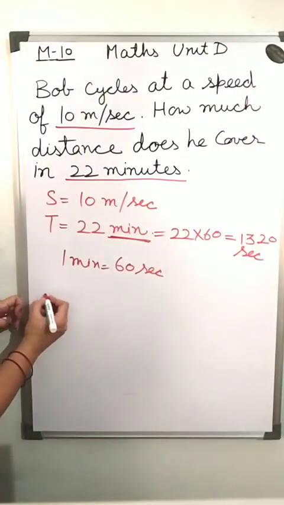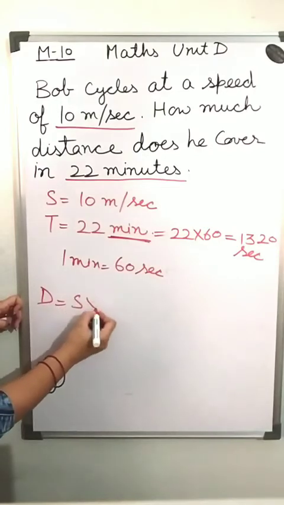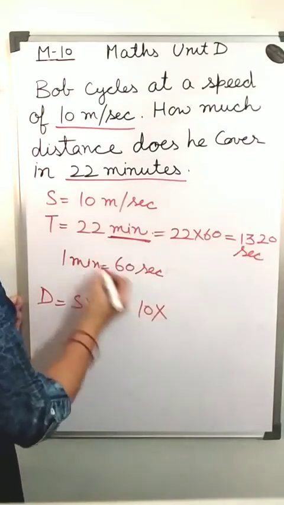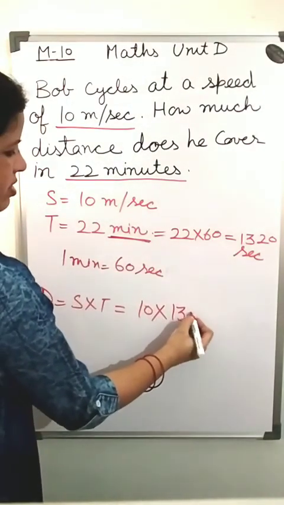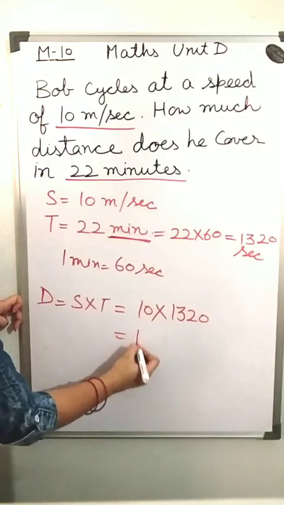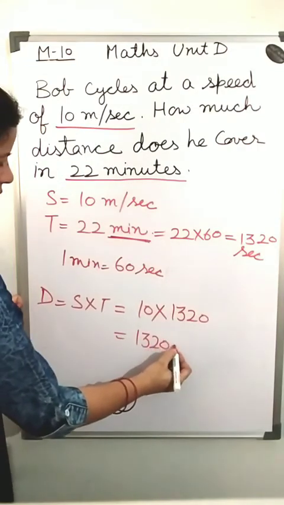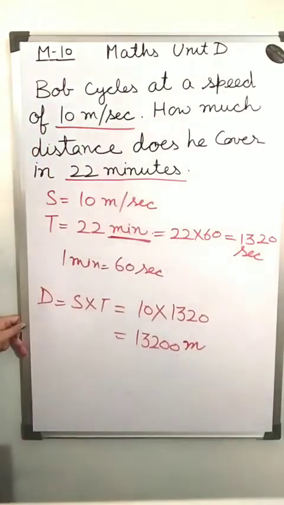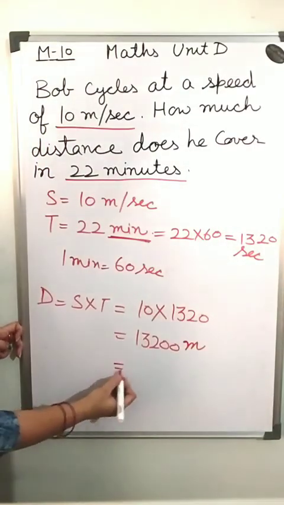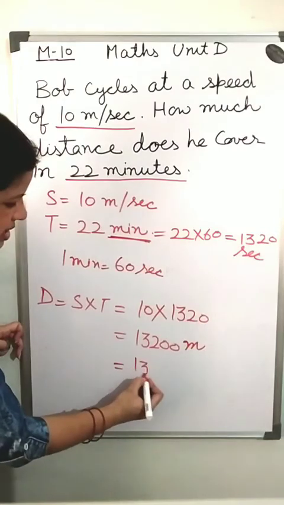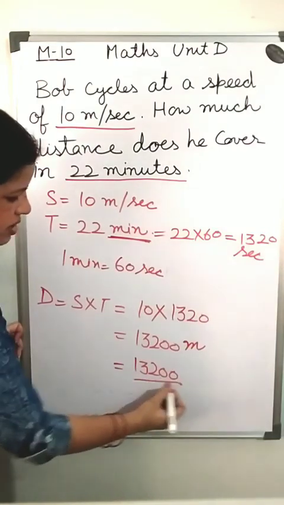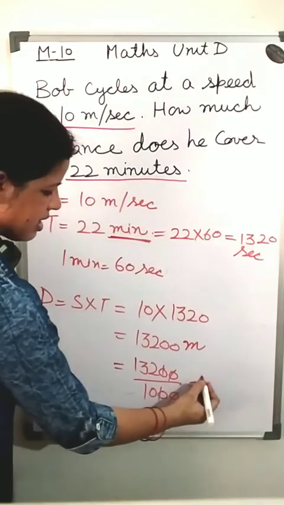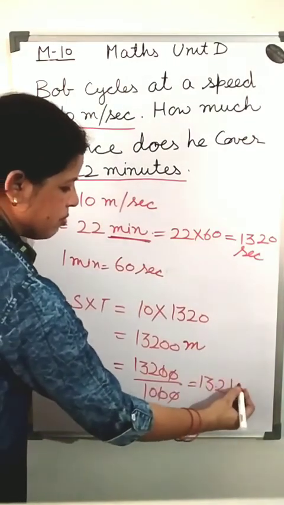Now we apply the formula: distance is equal to speed into time. Speed is 10 and time is 1320. So it is 13,200 meter. We convert this into kilometer by dividing by 1000. So we cut them, that is 13.2 kilometers. This is the answer.